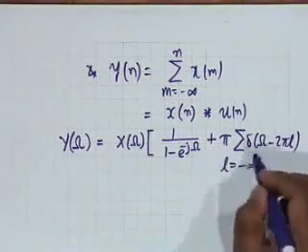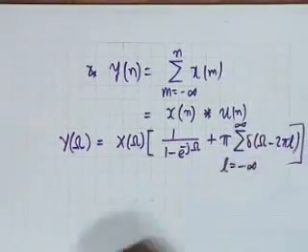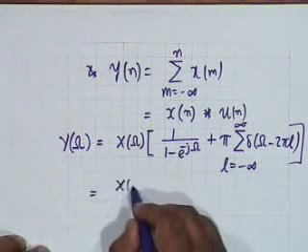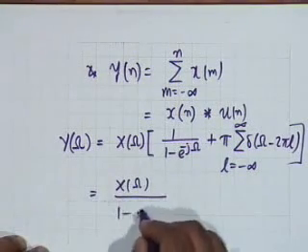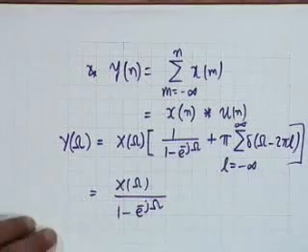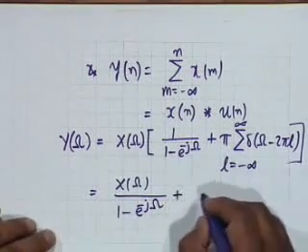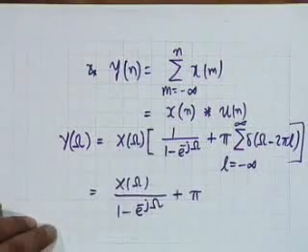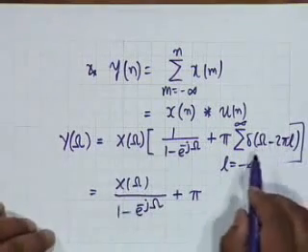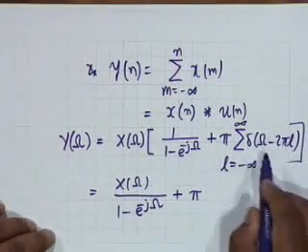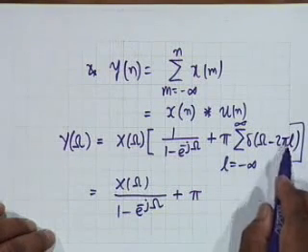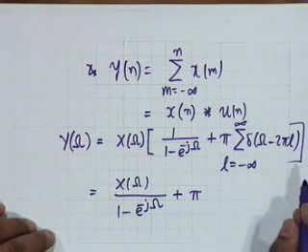L goes from minus infinity to plus infinity. Now let's multiply this out. We get capital X of omega divided by 1 minus e to the minus j omega plus pi. Now the question of capital X of omega evaluated at each of these values, that is omega equal to 2 pi L, where L goes from minus infinity to plus infinity.